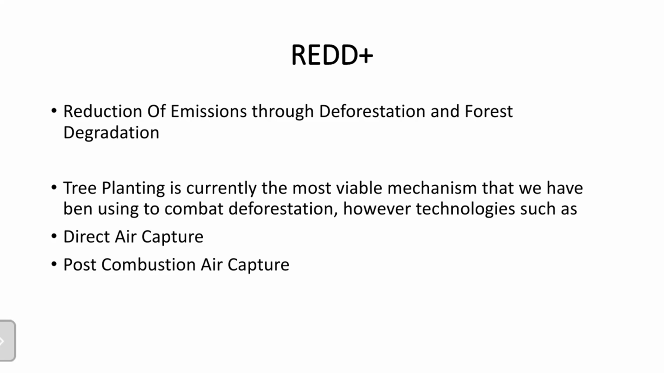So like I said, tree planting is the most viable mechanism right now. The more trees we plant, believe me, the closer we get towards reducing the impact of climate change. There is more that needs to be done, but I believe that starting is the most important thing. So planting trees is the most viable thing at the moment.